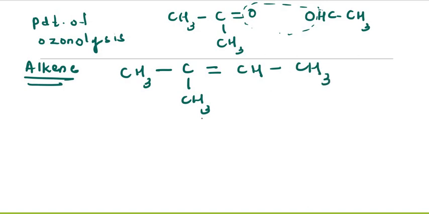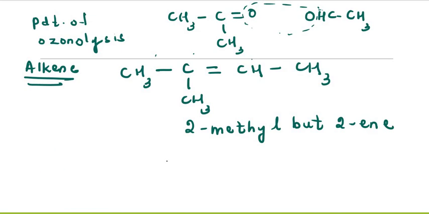And what is the name of the compound? You see 1, 2, 3, 4. You have already learned how to name. So this one is our 2-methylbut-2-ene. So this is all about ozonolysis.